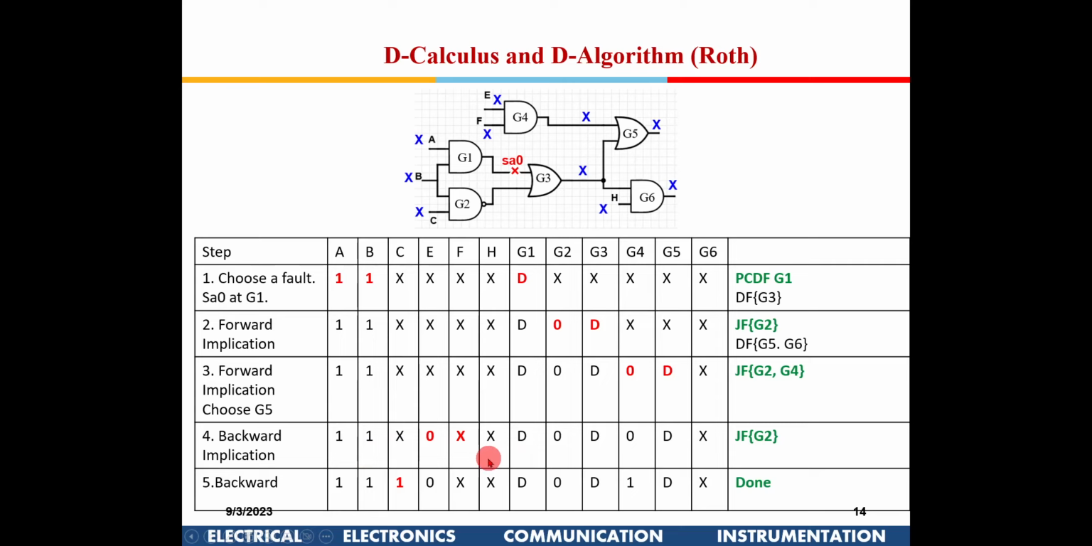for E and F, right? For E and F I can take this combination of 0x, that is good enough, or x0, whatever. So this G4 goes out of the D-frontier. Then I have one G2 which is pending in the D-frontier, right? And at G2 a 0 was required, and B is already 1, so I need to put C also 1. So this is done. Okay, so this is how the algorithm works.